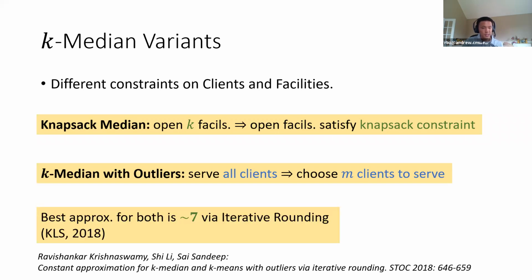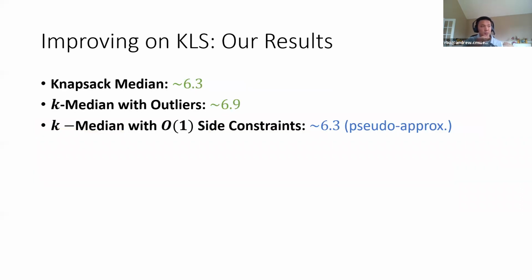And the best approximation ratio for both these problems is about 7, by the iterative rounding algorithm of Krishnaswamy, Lee, Sandeep, KLS. So the main result in our work is that we improve on KLS for these two problems. In particular, for knapsack median, we improve the 7 approximation to about 6.3. For K-median with outliers, we improve the 7 approximation to about 6.9.